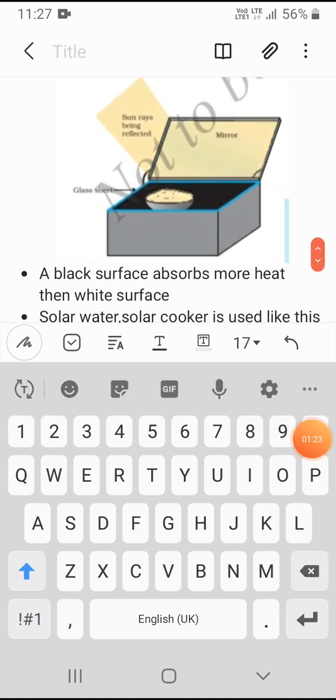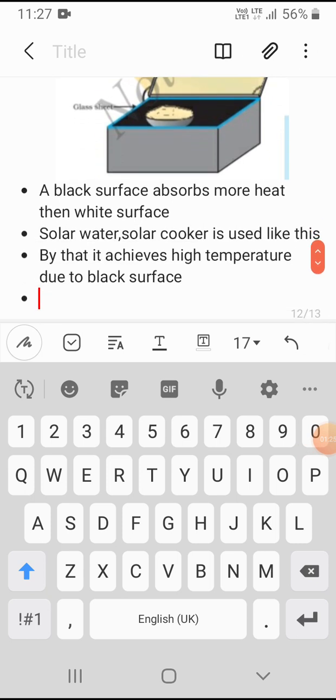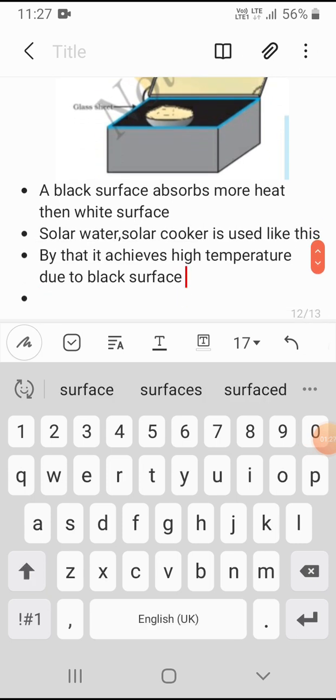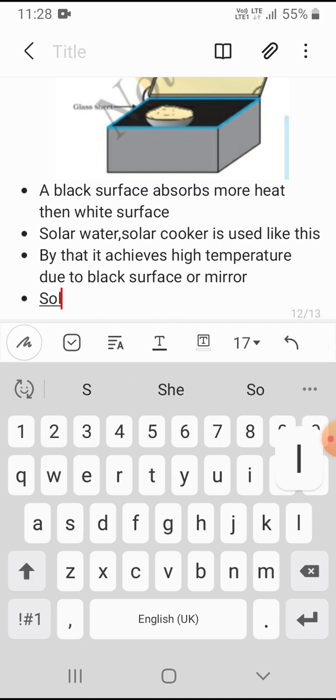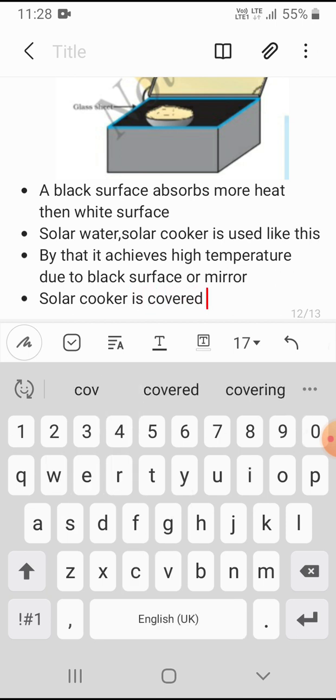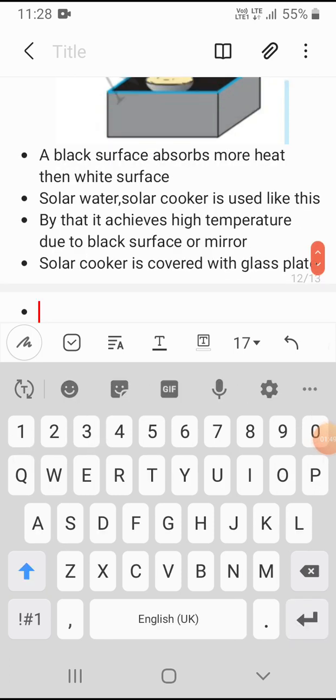They are given here. See, plastic, black surface, and a mirror is also there. The solar cooker is covered with a glass plate so that it absorbs heat.